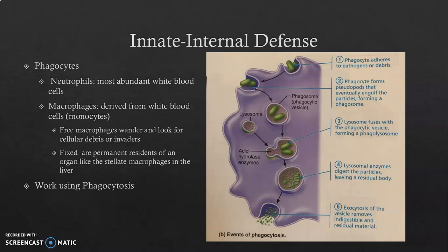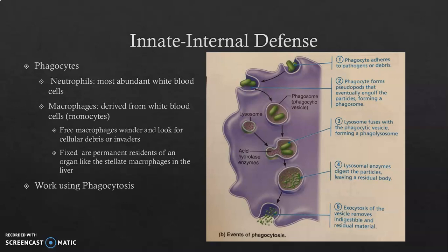And there are two types of macrophages. There are the free macrophages, which just look around for cellular debris and invaders. They're essentially like patrolmen. They're patrol cops, patrolling the area, seeing what they can find, and stopping them if they need to.